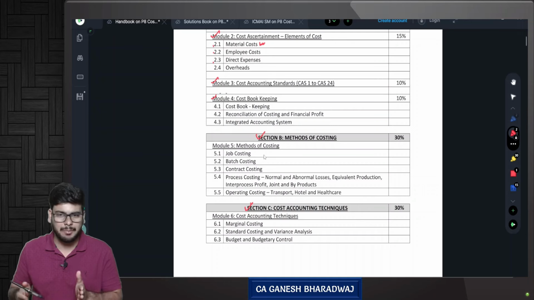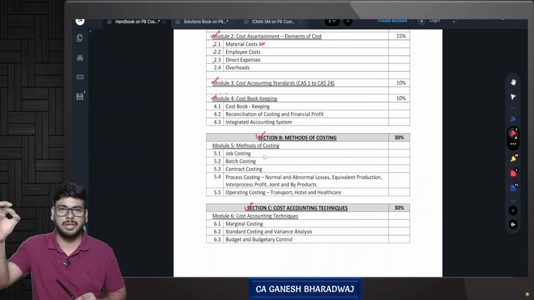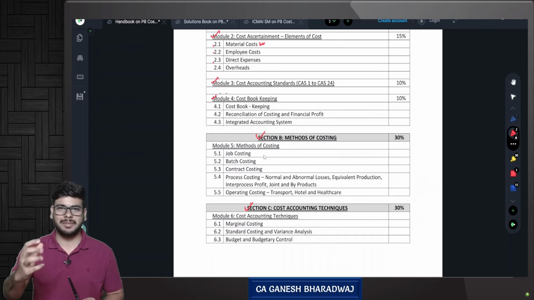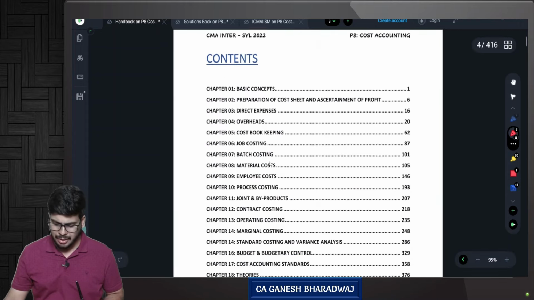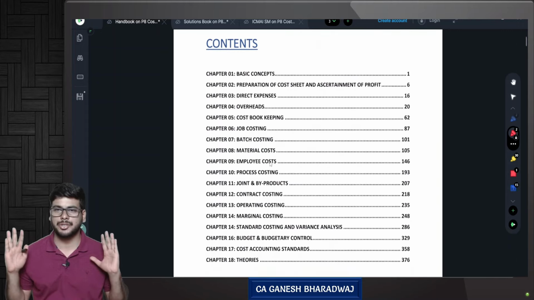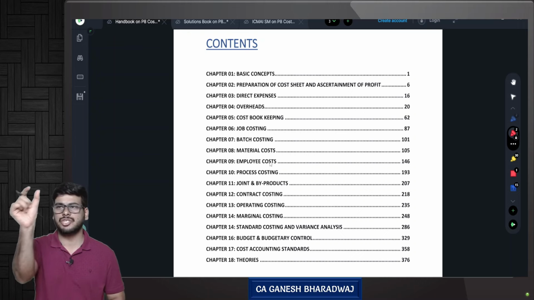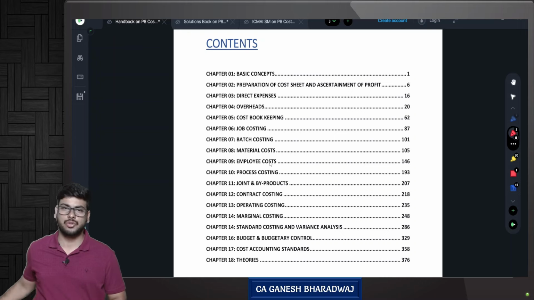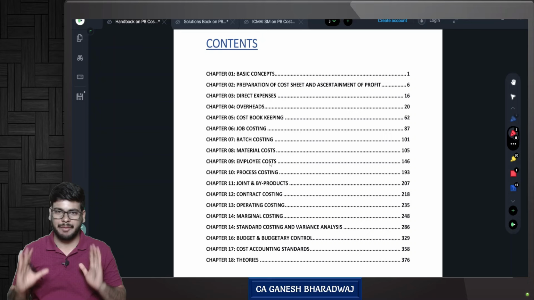in our handbook you will not find all this section, module, submodule. I have just made it straightforward. I have converted everything into 18 chapters. I have just converted everything into chapter 1, chapter 2, chapter 3, and so on. I have made everything by way of chapters.